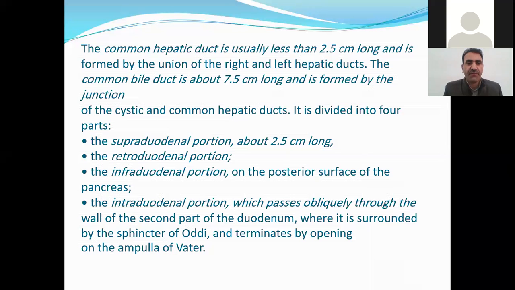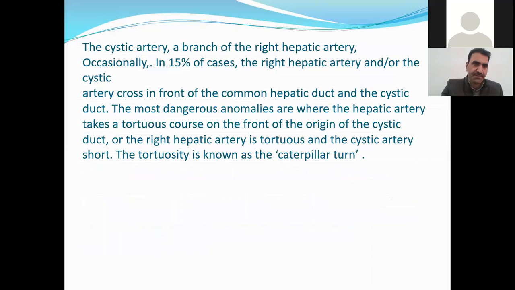The common bile duct is divided into 4 parts: the supraduodenal portion, which is approximately 2.5 cm above the duodenum, the retroduodenal portion, the infraduodenal portion on the posterior surface of the pancreas, and the intraduodenal portion, where it enters the duodenum to be inserted into the ampulla of Vater. It passes obliquely through the wall of the second part of the duodenum, where it's surrounded by the sphincter of Oddi, and terminates by opening at the ampulla of Vater in the second part of the duodenum.